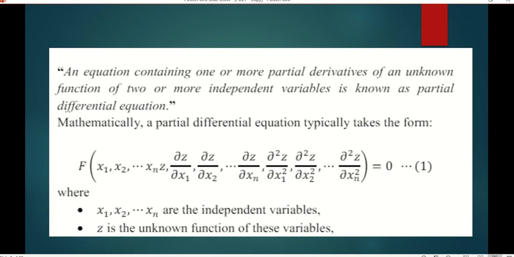Suppose if we consider the equation 1, here x1, x2, etc. xn are independent variables, z is the dependent variable, and in that equation the ∂z/∂x1, ∂²z/∂xn², etc. denote the partial derivatives with respect to the independent variables. Suppose if we have an equation of this form, we can say that this is a second order partial differential equation.